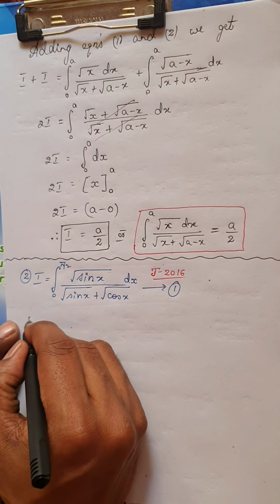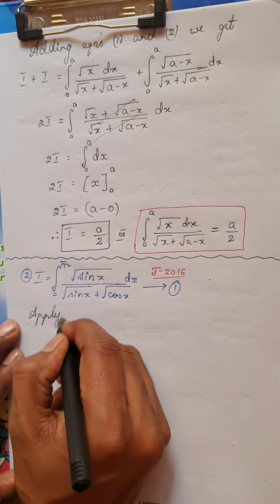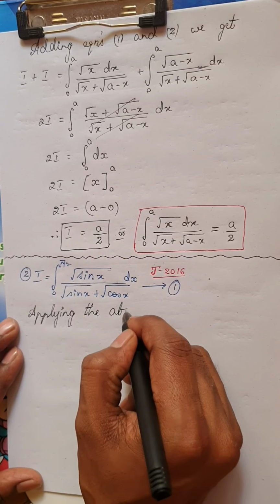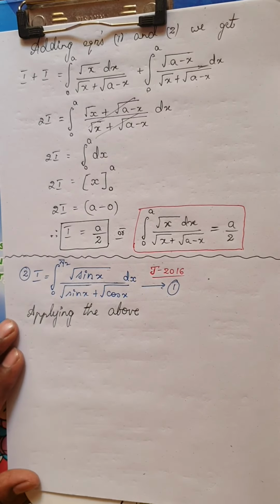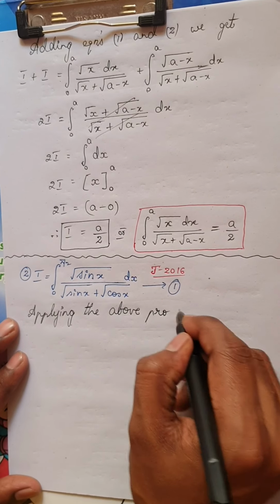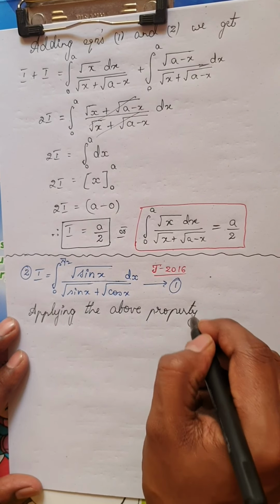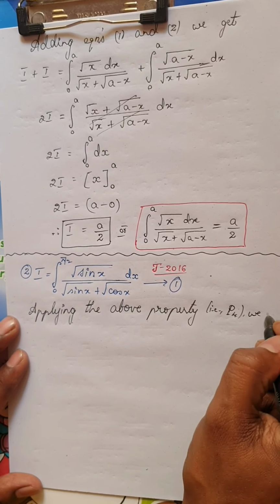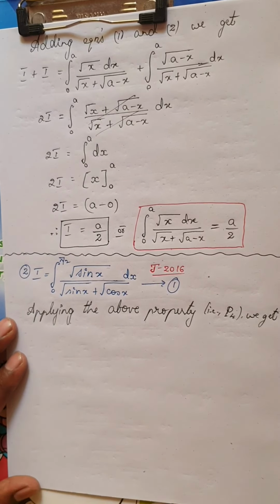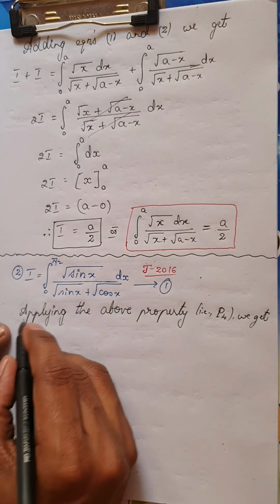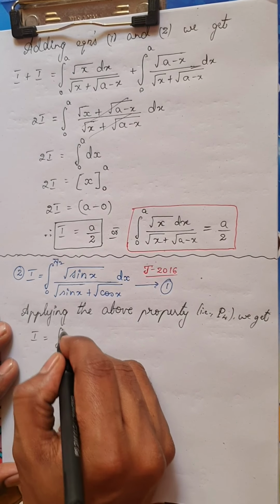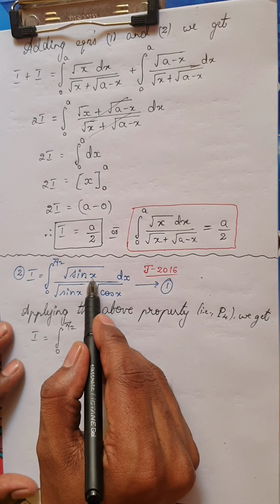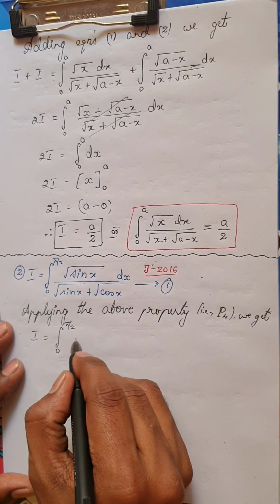Once I consider it, I am going to apply the above properties, because in the exam I would be doing only one question. Using the above property, which is actually P4, we get, what happens if you use the property? See here, I is nothing but the integral from 0 to pi by 2, just replace x by a minus x. Your a value is pi by 2.